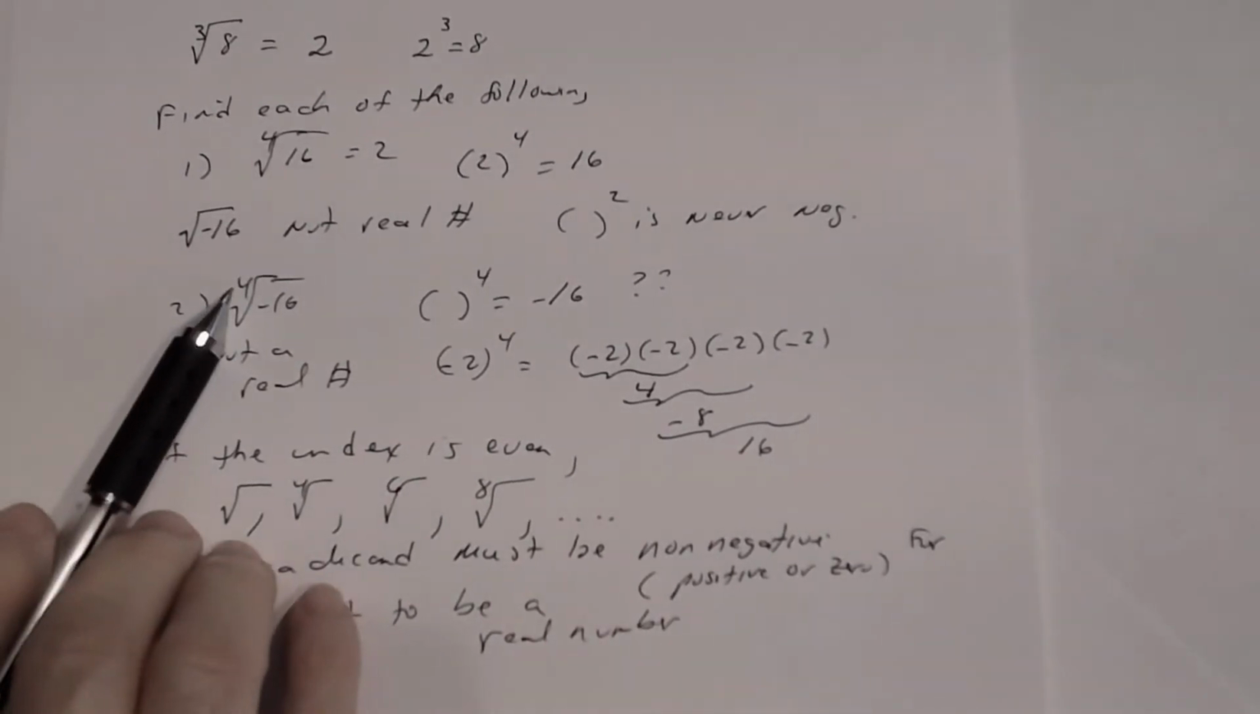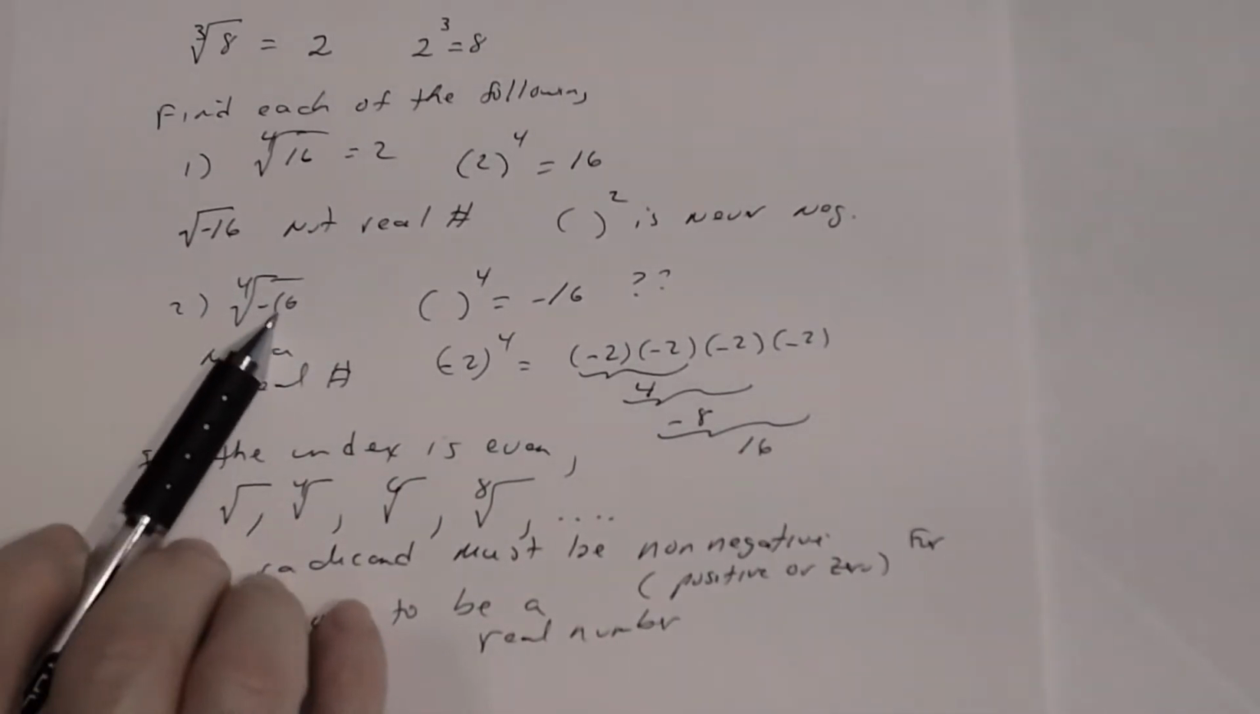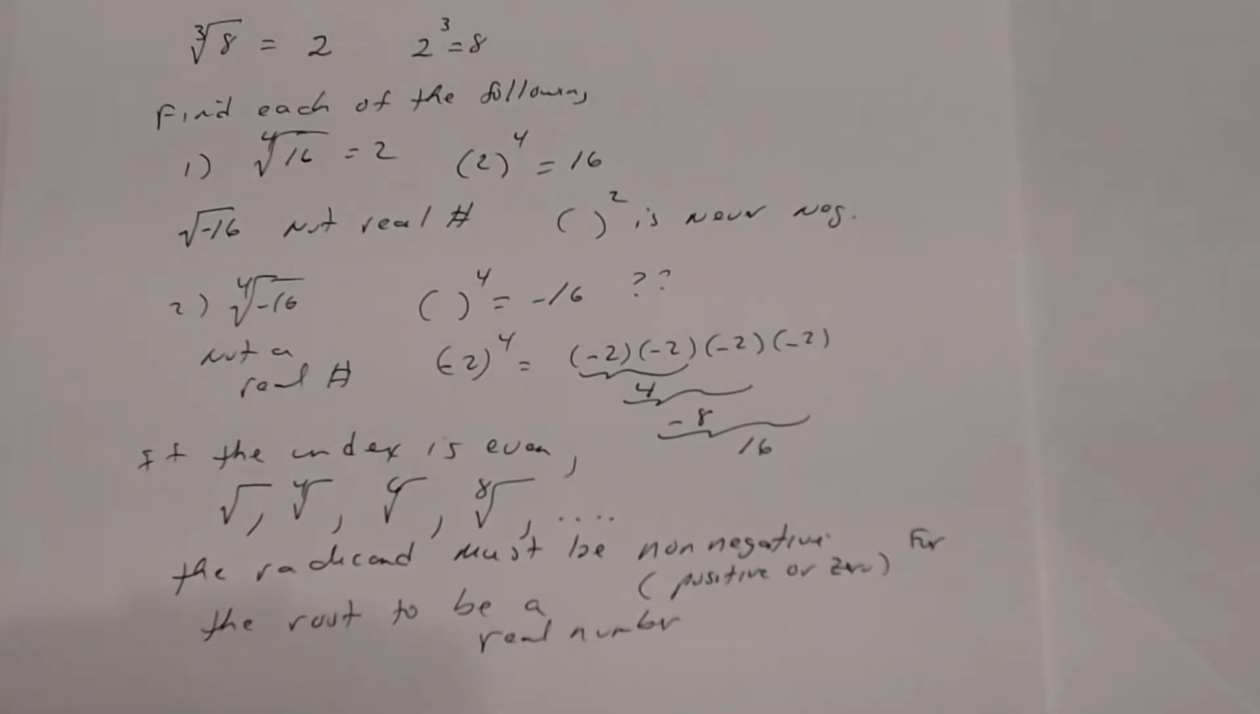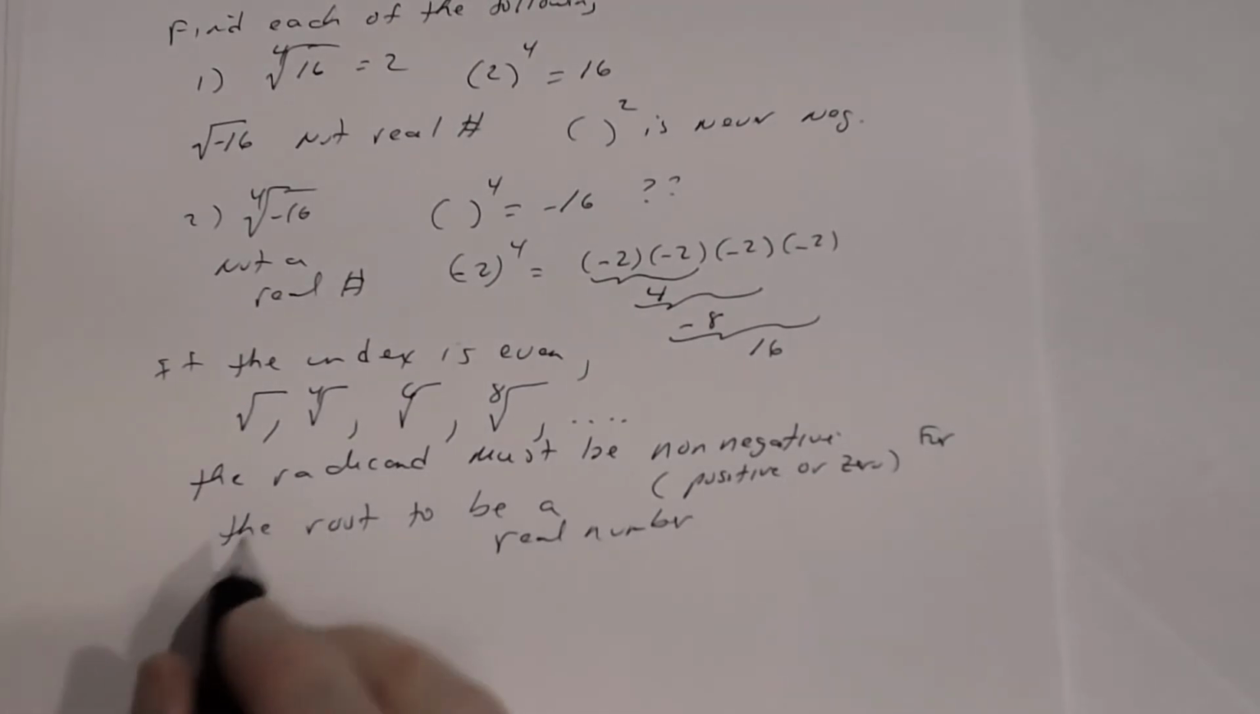So look, my index is even, my radicand's negative, so that's not going to be a real number. All right? Okay, so let's look at number 3. All right, what about this one?